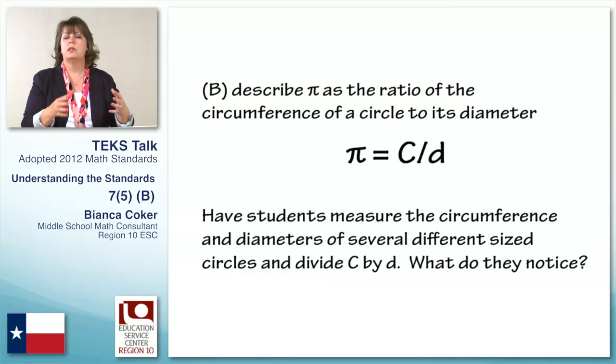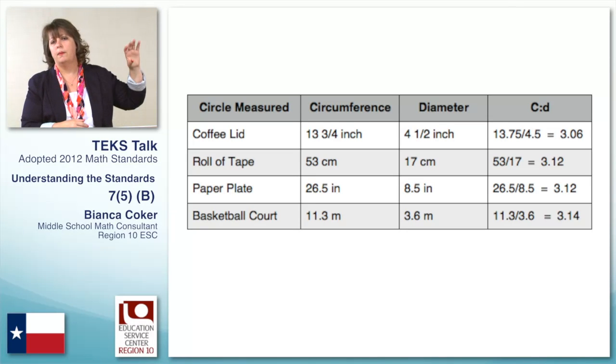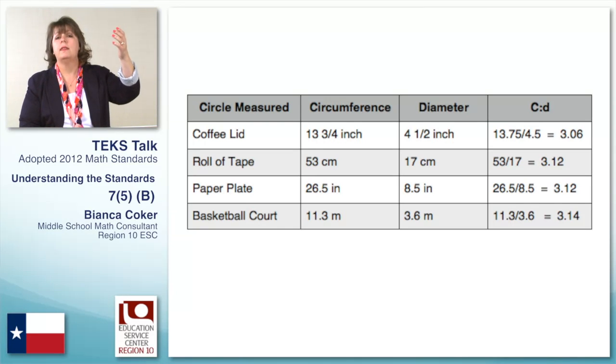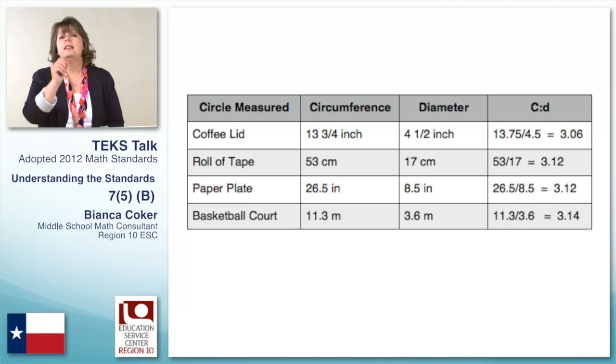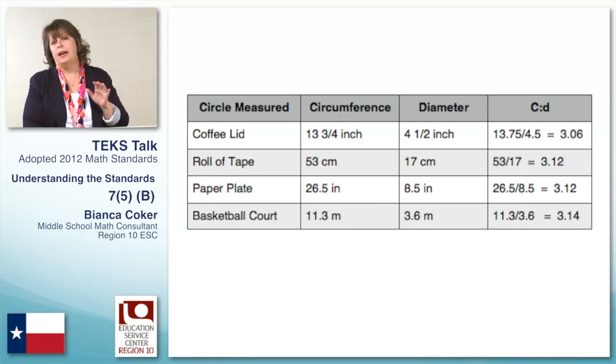So have your students do several different ones, have them put their data together or aggregate the whole data for the class, perhaps on a single table, where you describe the circle in one column, and the next column you would write the circumference, then the diameter, and then the ratio of the circumference to the diameter, and then simplify that ratio. And you'll ask the students, what patterns do you notice? When they look at that, they should see that most of the ratios are about 3 or even 3.2, 3.1.